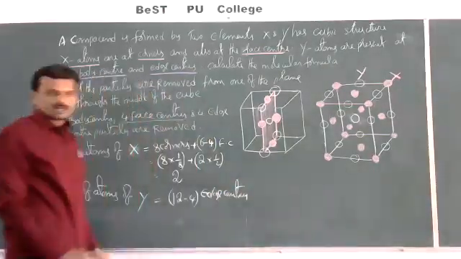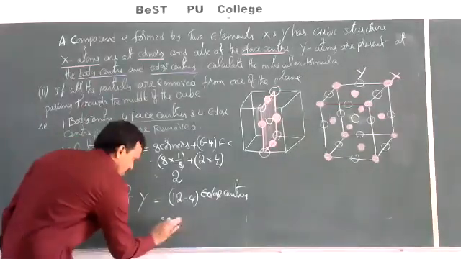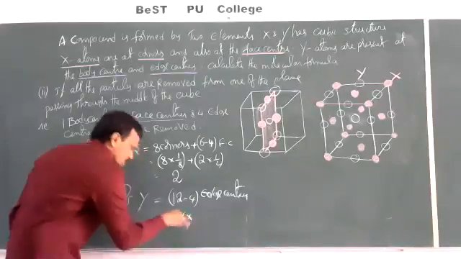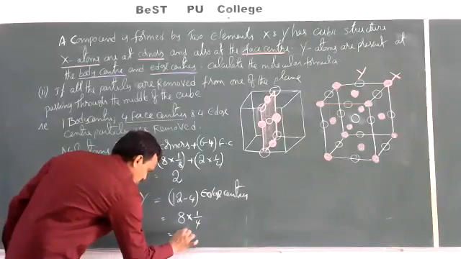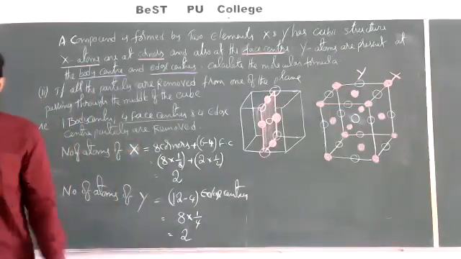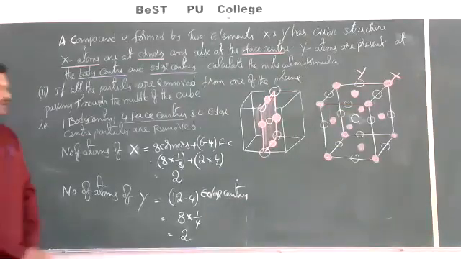No body center particle is there. Body center particle is removed. So this is equal to 12 minus 4 is 8. 8 into, what is the contribution of edge center? 1 by 4, which is equal to 2. So number of atoms of X is 2 and number of atoms of Y also 2.